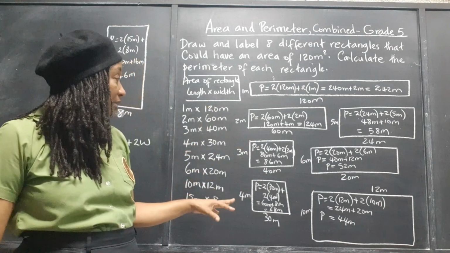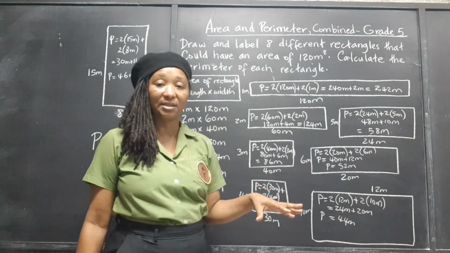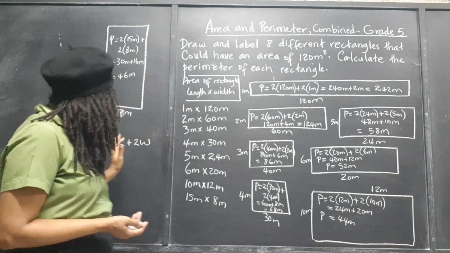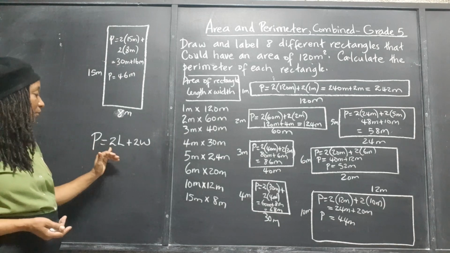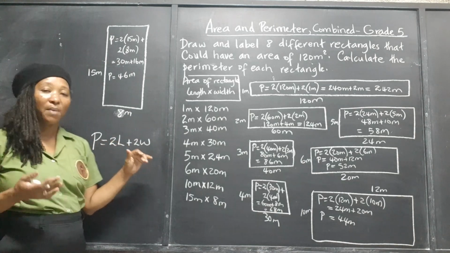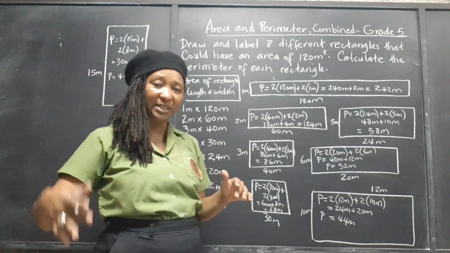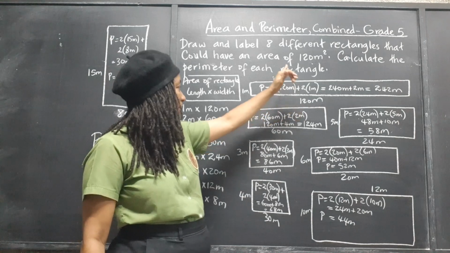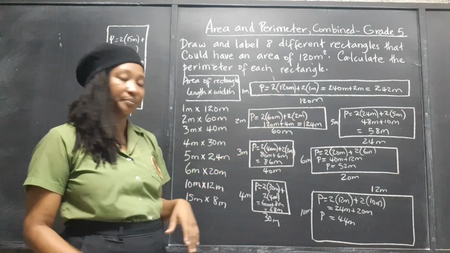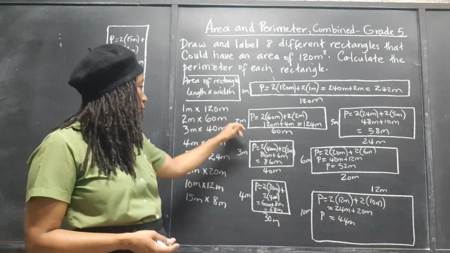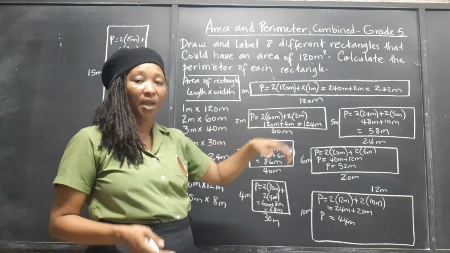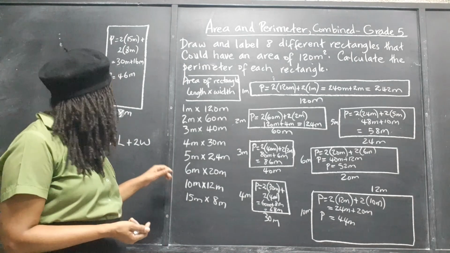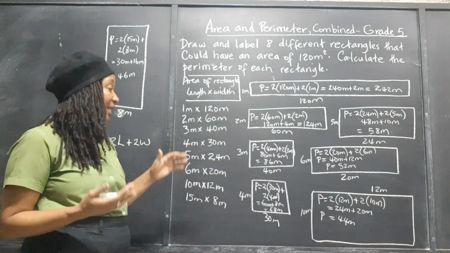But what we found when we drew these rectangles and we were asked to find the perimeter of each one, remembering that the perimeter of a rectangle is 2 times the length plus 2 times the width. Mark, we could have added all the distance around. We could have said 1 plus 1 plus 120 plus 120. We would have gotten the 242, or 2 plus 2 plus 60 plus 60. But at the more advanced level now, we're expected to know 2 times the length plus 2 times the width, and that's what we did.